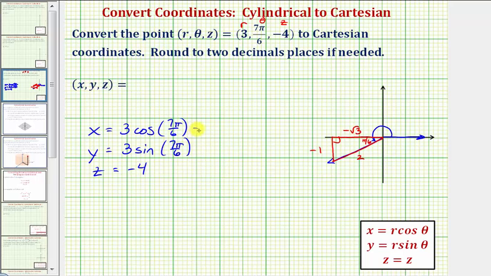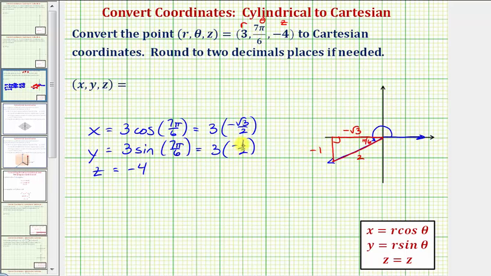So for x, we have x equals 3 times cosine 7 pi over 6, which is equal to the ratio of the adjacent side to the hypotenuse, which would be negative square root 3 divided by 2. We'll verify these trig function values in just a moment on the unit circle. And for y, we'd have 3 times sine 7 pi over 6, which is equal to the ratio of the opposite side to the hypotenuse, which would be negative 1/2.